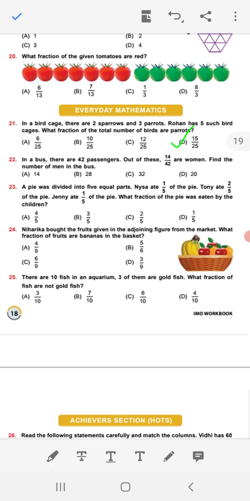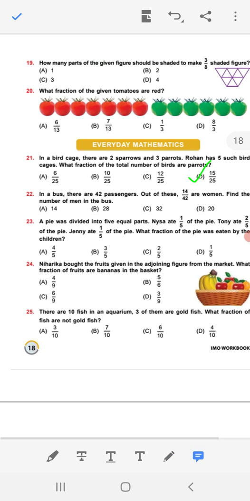Now, passing to question number 22. In a bus, there are 42 passengers. Out of these, 14 by 42 are women. Total 42 passengers, and the women part of the fraction is 14 by 42. That means the number of women is 14. Find the number of men in the bus. So 14 is the number of women. So how many men are there?